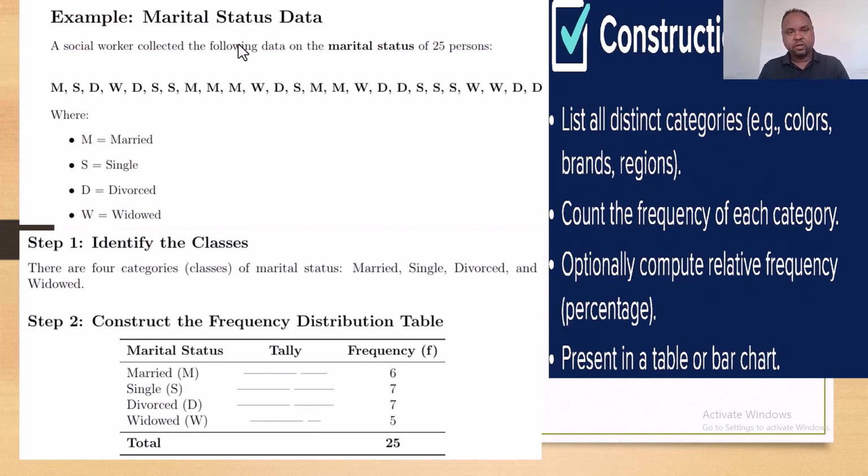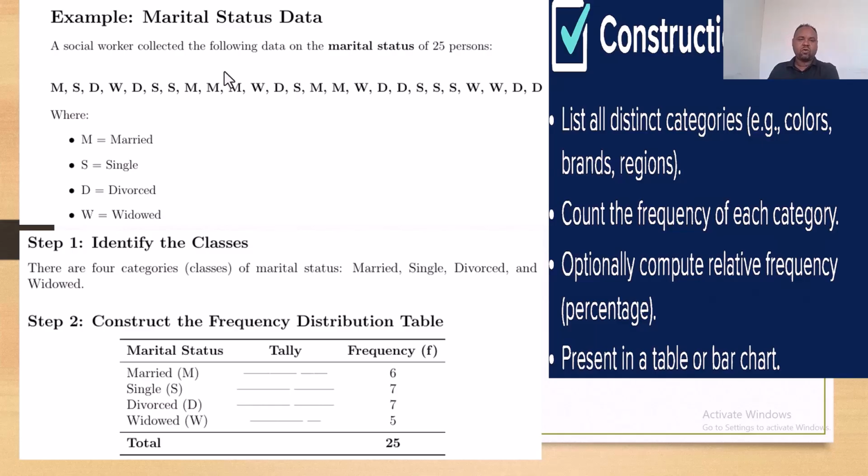A social worker collected the following data on the marital status of 25 persons. The first was married, the second single, third divorced, widowed, divorced, single. In such a way the social worker collected this data. This from M to D is nothing but the raw data, the data in its original form, which is unorganized and not presented. The intention with this raw data is to make it more organized, classified, and presented.